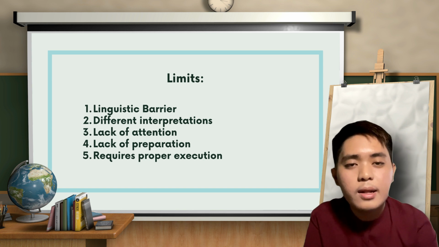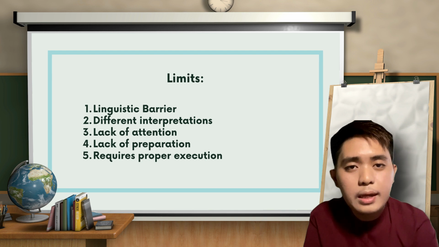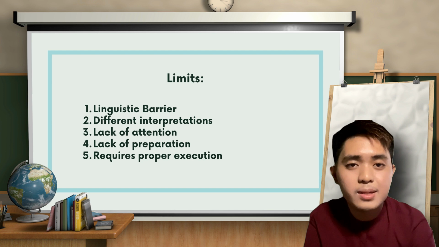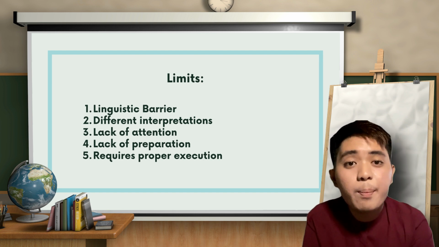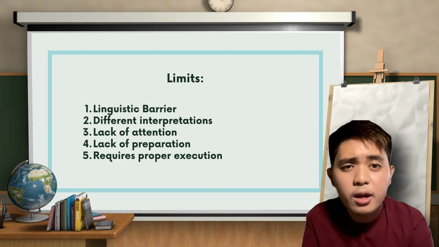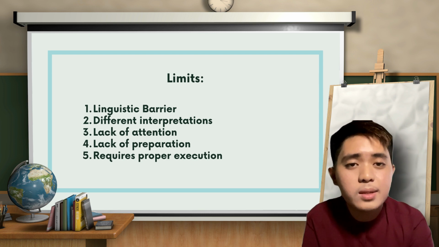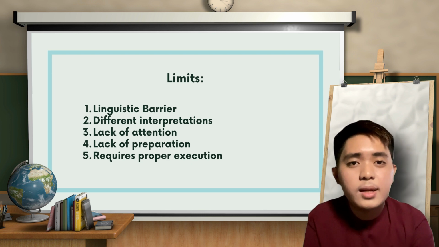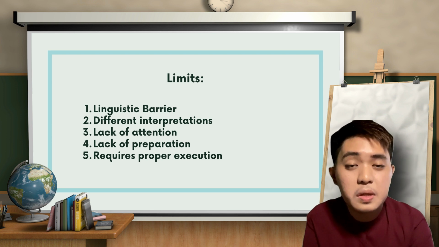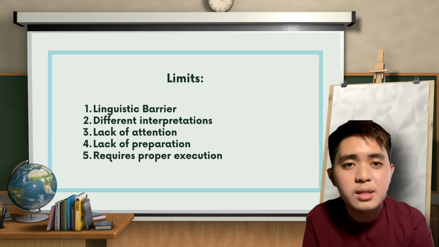In addition, lack of preparation is one of the limits of oral communication, because we all know that oral communication is a form of impromptu speech. The sender or the receiver only has a little bit of time to process the message or the feedback, and to make an immediate response out of it. Lastly, messages require proper execution, and whenever a message is not properly executed, it would be considered a limit, because the interpretation or the mood of the message might change.